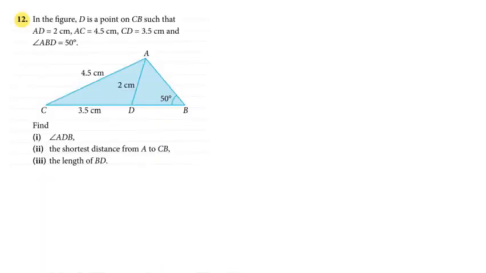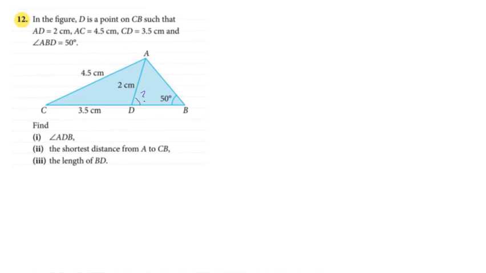All right, in the previous slide, we have learned how to find the values of an unknown side using the cosine rule. So in this question 12, we are asked to find the value of the unknown angle instead. On the diagram, we're given triangle ACD, ADB, and of course the big triangle ACB. And in part I, we are asked to find angle ADB. So we are asked to find this angle.